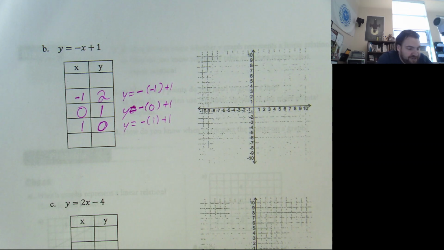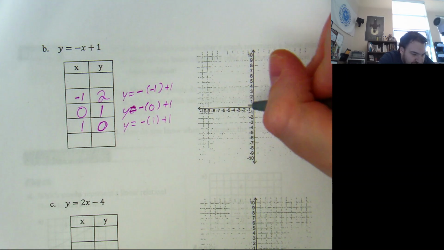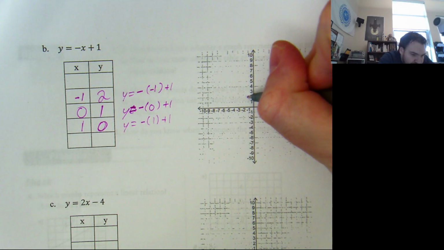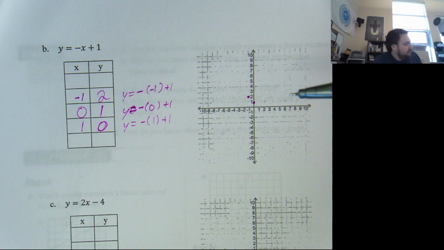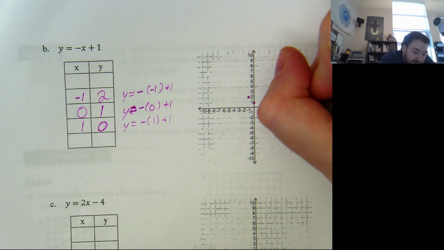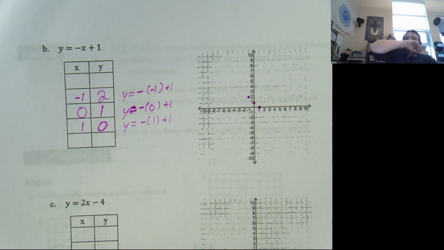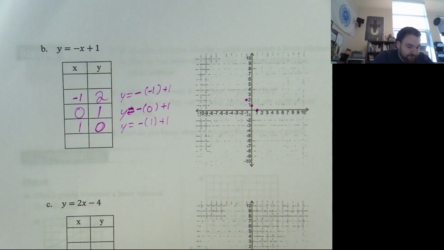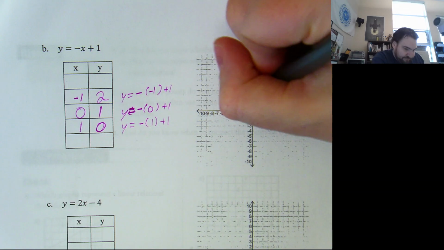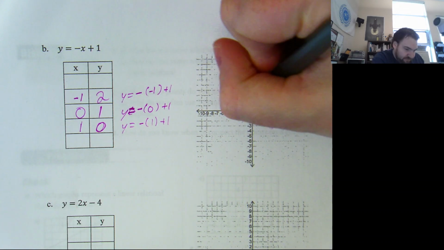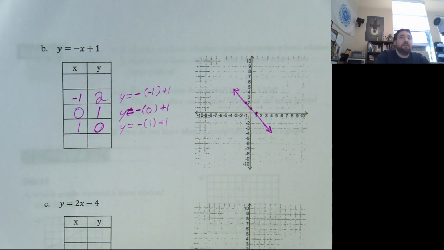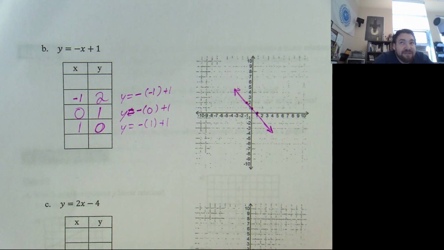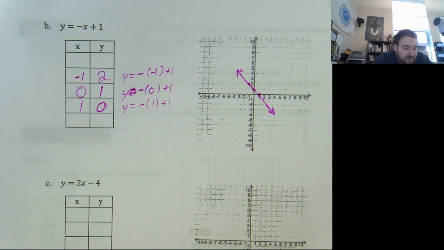Now let's plot those points. The point -1 and 2 is going to be right here. 0 and 1 is going to be right there. 1 and 0 is going to be right there. Does that look like a straight line to you? I mean, if it doesn't, you need to go get your eyes checked. We need to improve the prescription. It's a straight line.